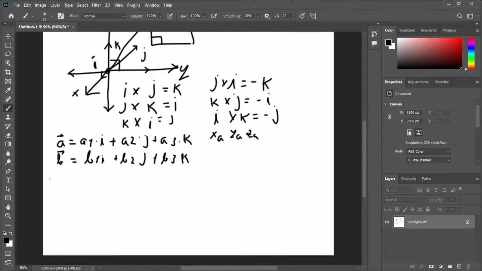But what now? Cross product is basically the same thing as a dot product. So if you say a times b, we're going to take everything from inside.